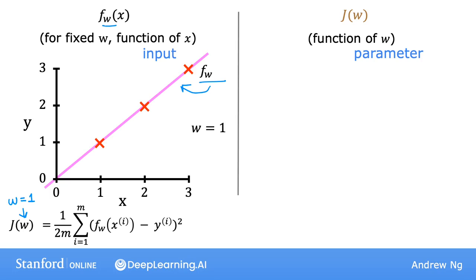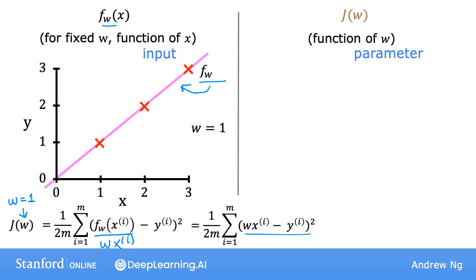So if you substitute f_w of x_i with w times x_i, the cost function looks like this, where this expression is now w times x_i minus y_i. So for this value of w, it turns out that the error term inside the cost function, this w times x_i minus y_i, is equal to 0 for each of the 3 data points.